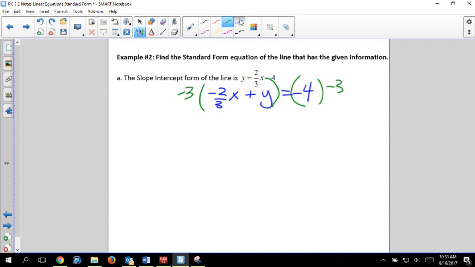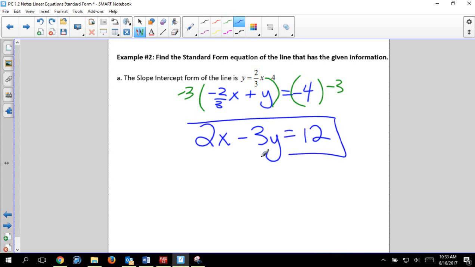Just be careful and multiply everything by -3. So I multiply the first term, we get 2x, and minus 3y equals positive 12. Just changing it into standard form. 2x minus 3y equals 12.